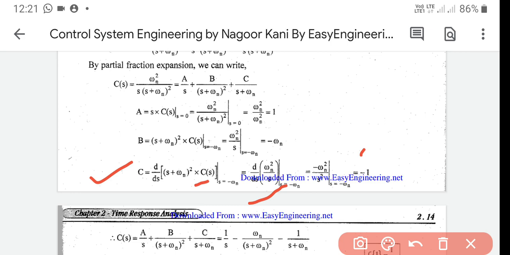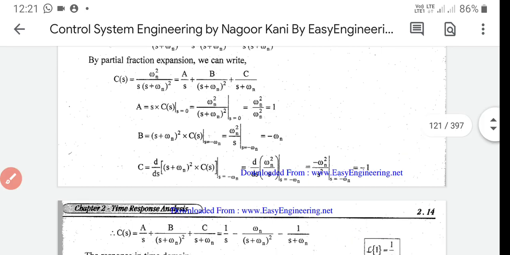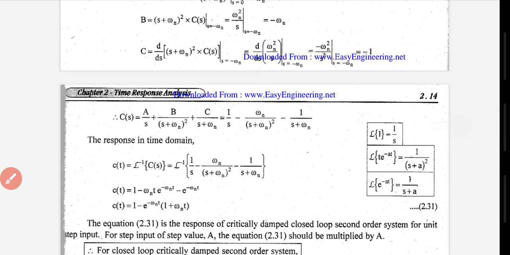So it is in the form of u by v. It is in the form of d by ds of 1 by s. What is the value? 1 by s square, right? So minus omega n square by s square, by letting s is equal to minus omega n. What is the value finally? It is nothing but minus 1. Now you know the three residue values, a, b and c.